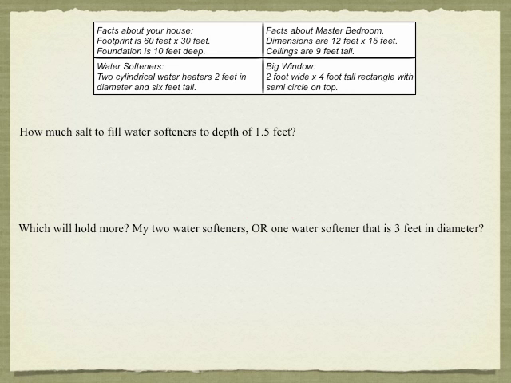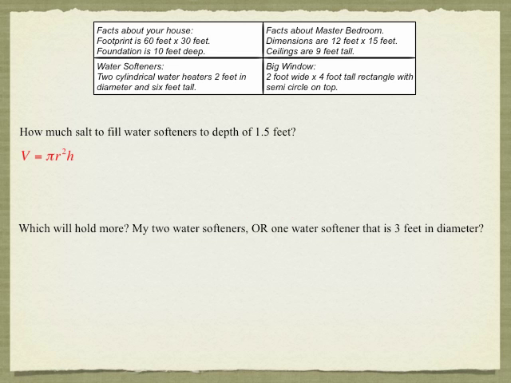How much salt would I need to fill the water softeners to a depth of 1.5 feet? Well, if I look at my water softeners, they're cylindrical, so look at the formula on the formula sheet for cylinders. They're 2 feet in diameter, but the formula doesn't use diameter, it uses radius. I know that volume is equal to pi r squared h.